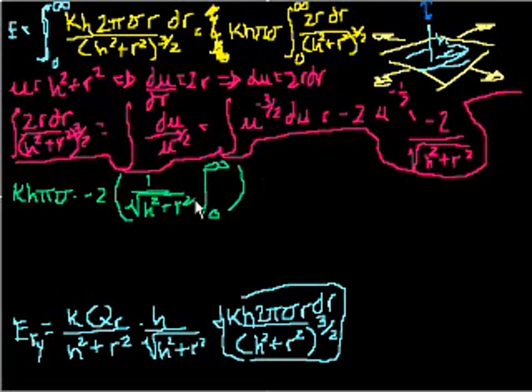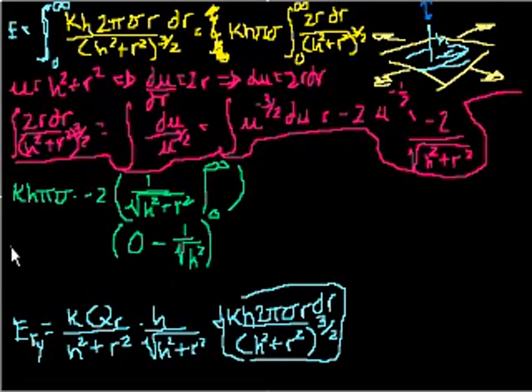Right? Well, what does this expression equal? Well, what is 1 over the square root of h squared plus infinity? What happens when we evaluate r at infinity? Well, the square root of an infinity is still infinity, and 1 over infinity is 0. So this expression right here becomes 0. When you evaluate it at infinity, this becomes 0, minus this expression evaluated at 0. So what happens when it's at 0? When r squared is 0, we get 1 over the square root of h squared, right?